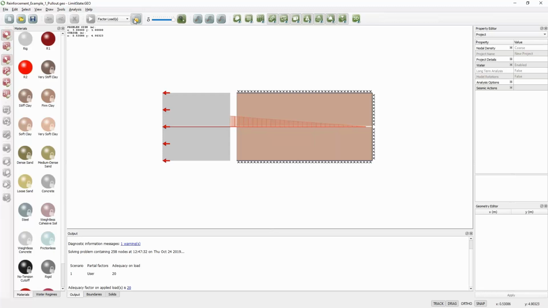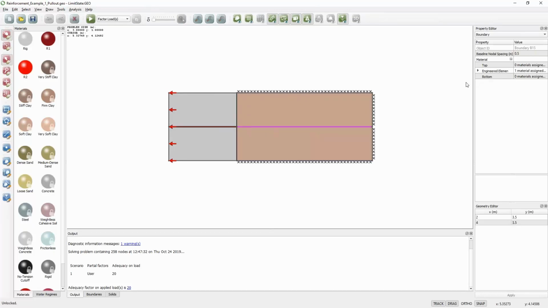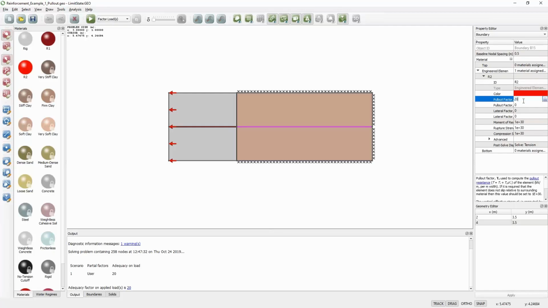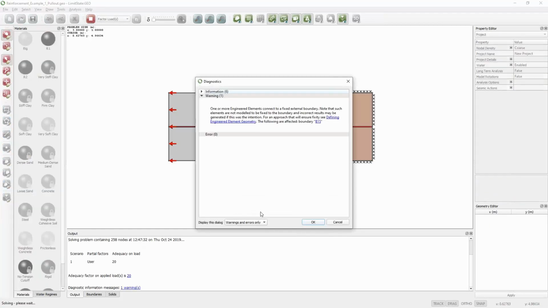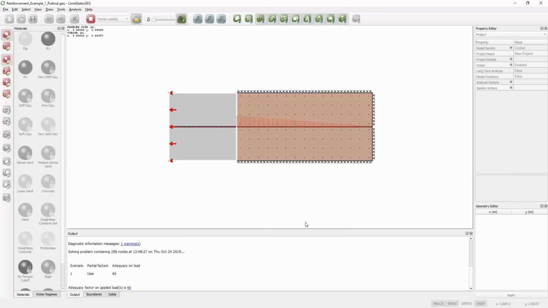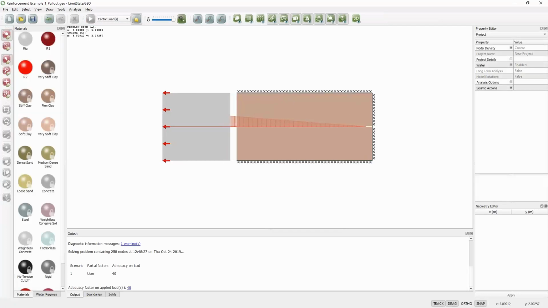Now, just to show you how that works, if I click on this again and I double that factor to 20, then I would expect to get a pull-out force of 40. I'll ignore that warning. And again, yes, I get 40.